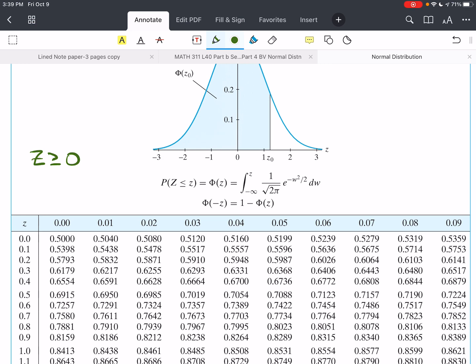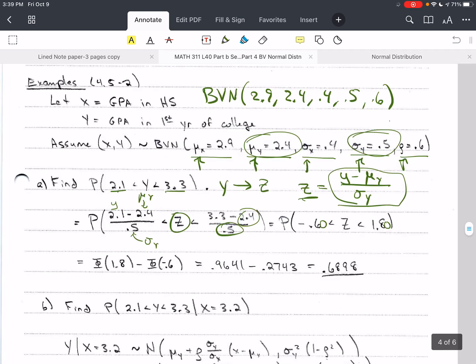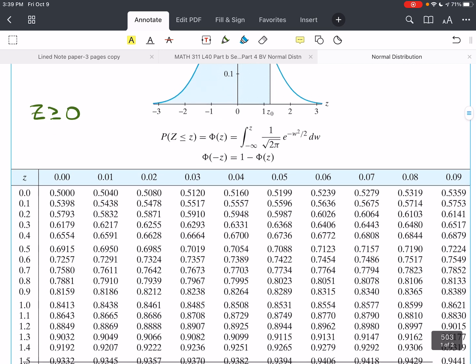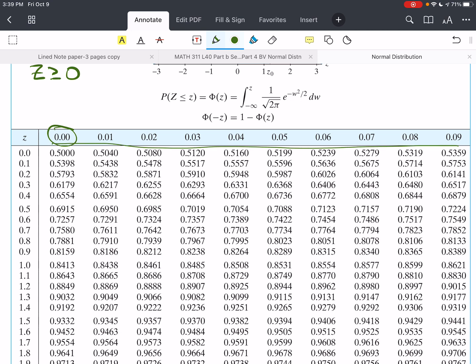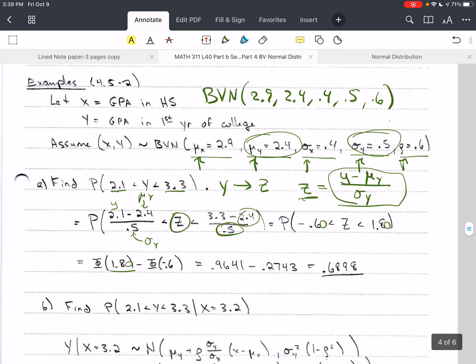If I look at my table here, I need 1.80. The first decimal place is down the rows, and the second decimal place is across the top. So for 0 as the second decimal place, we go to the first column. So that's 0.9641, which is what we have put here.